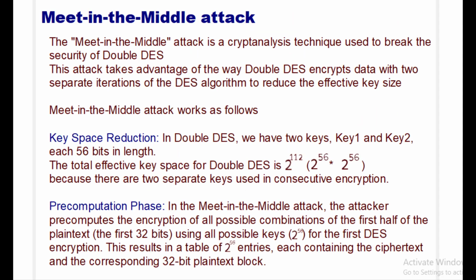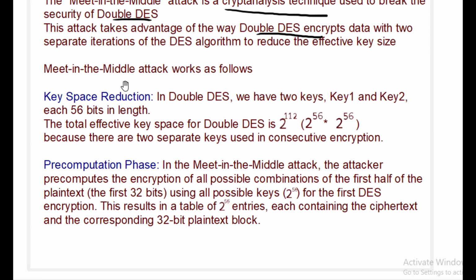Now this particular algorithm, double DES, because we are using 2 blocks of DES, suffers from an attack called the meet in the middle attack. This meet in the middle attack is a cryptanalysis technique which is used to break double DES. What the attacker does is take advantage of the way the double DES algorithm works on data with 2 different iterations. Now how does it actually work? Here you can see how the attack works.